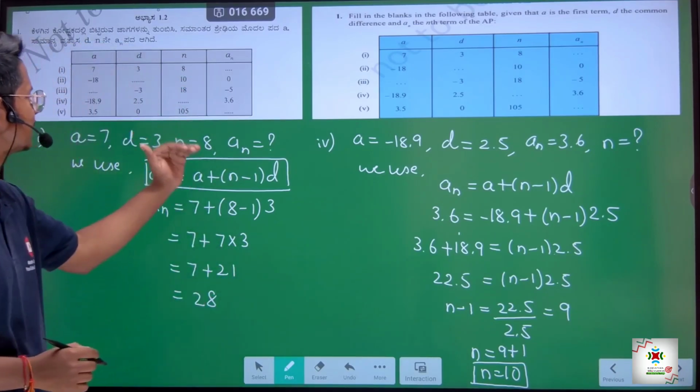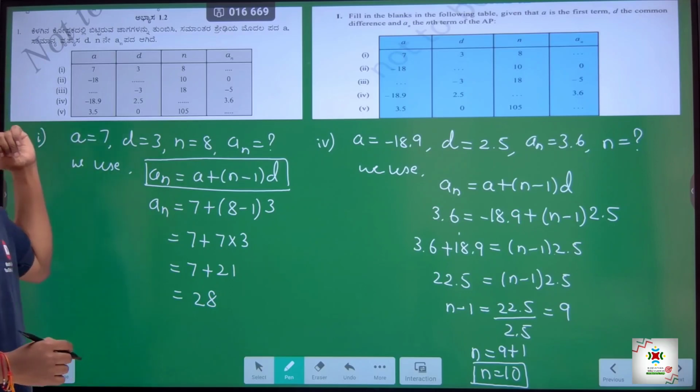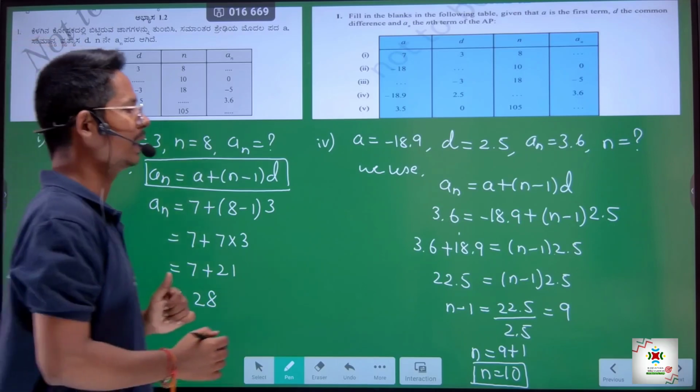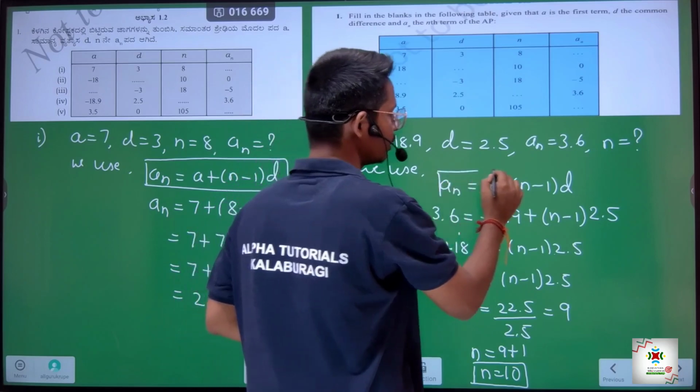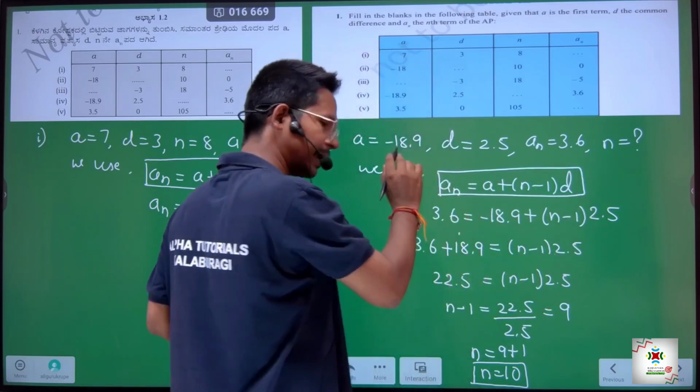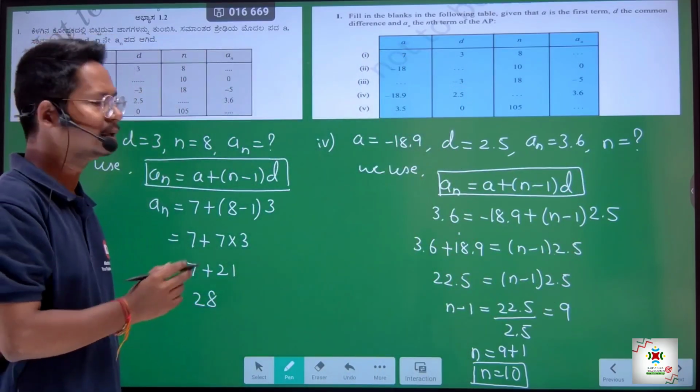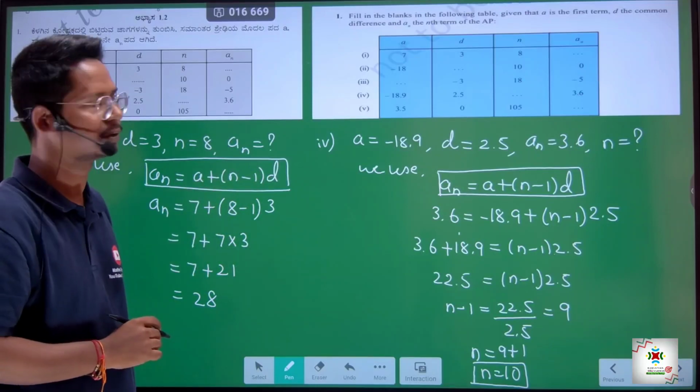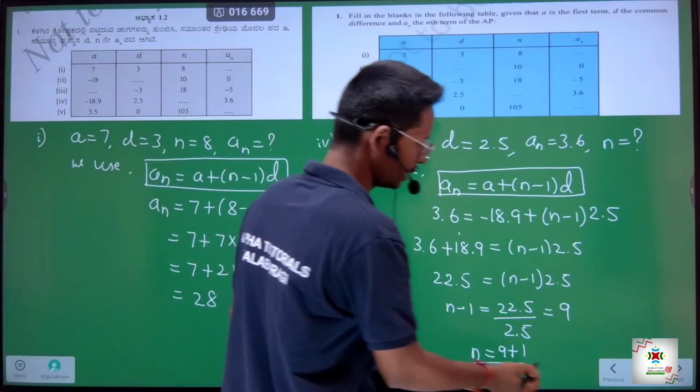The same way you can try the remaining questions. The only thing is you have to make use of this an formula, write the given terms and simplify the equation. Fine, we'll go for the next set of questions.